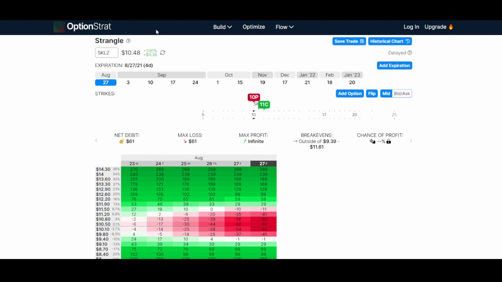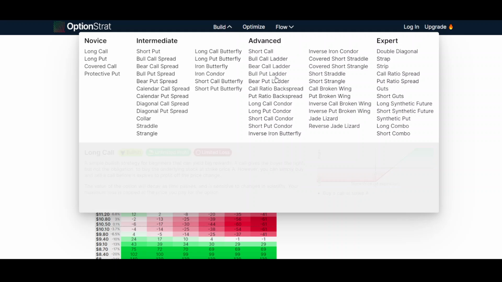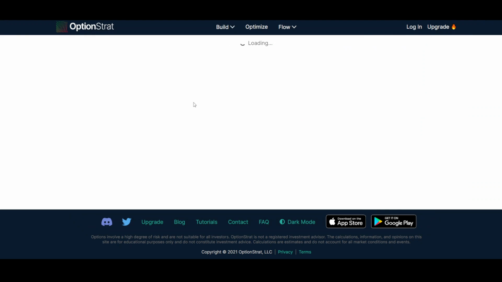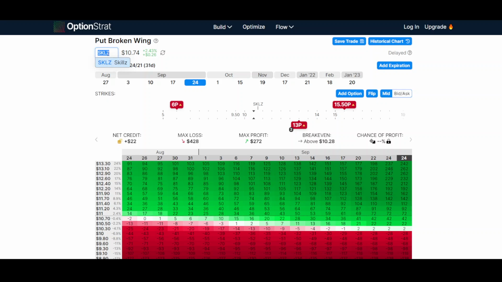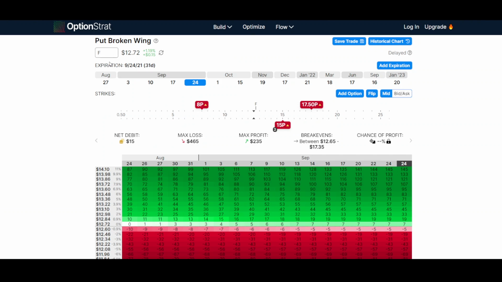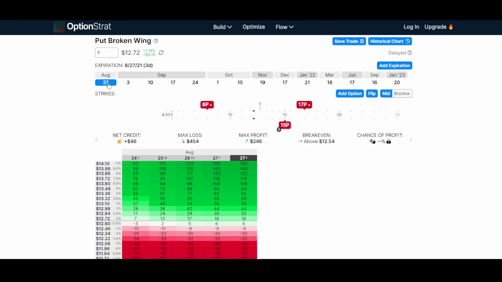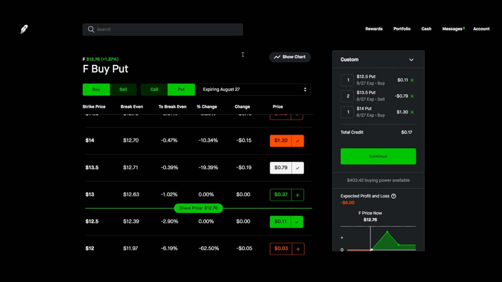So come over to optionstrat.com, click build. Like I said, this is called a put broken wing. So we're going to click that one. We're going to enter the stock we chose, which is Ford Motor. First thing we're going to do is make sure we set the expiration date the same. So on August 27th, let's click that, make it blue. We're going to come over here and copy this.